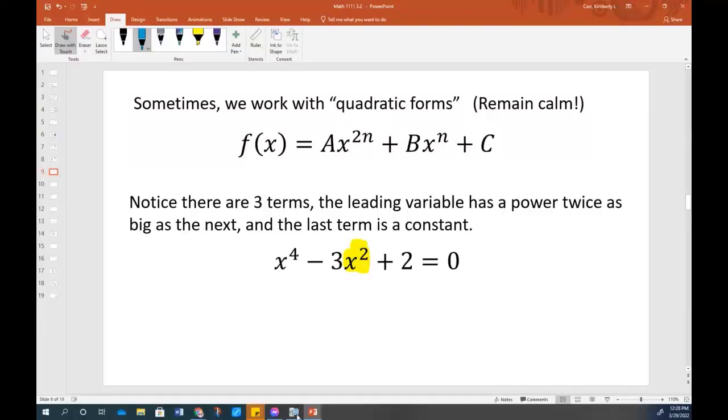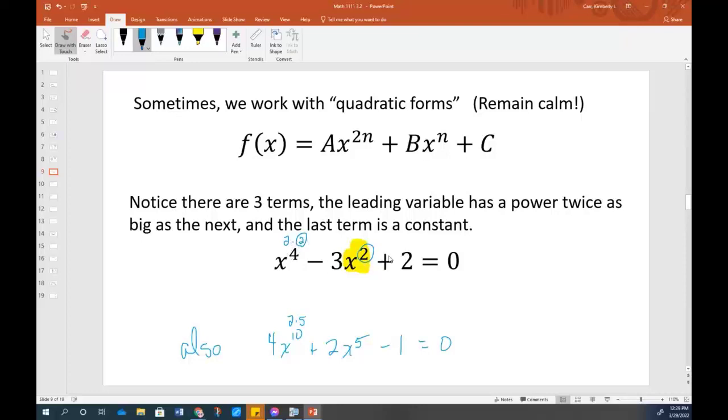Another example, it wouldn't matter what that very first thing is. If I put 4x to the 10th plus 2x to the 5th minus 1 equals 0, this one's also quadratic in form, because if this is 5, 10 is 2 times 5, in the same way up here where this one is a 2, this one is 2 times that 2.